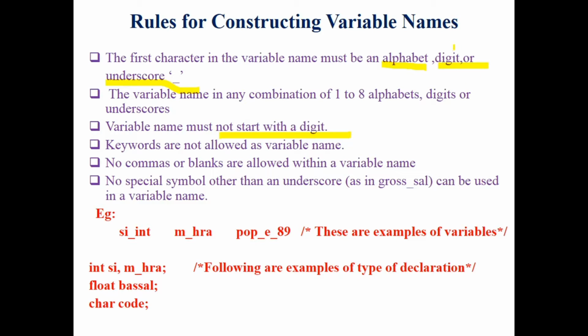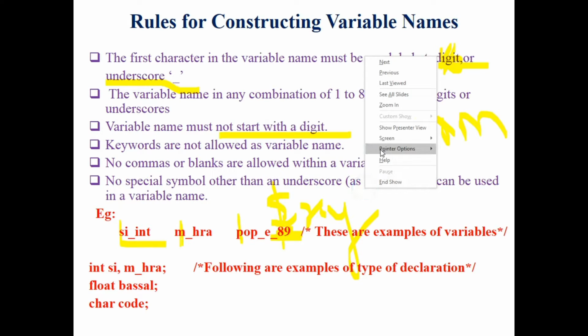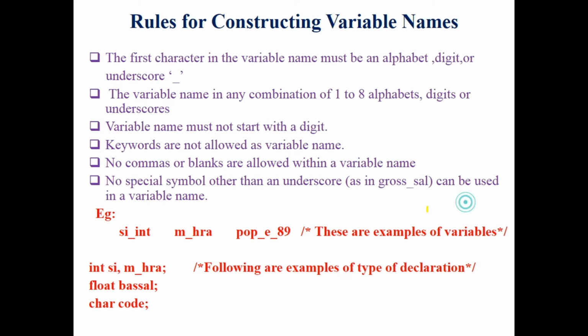Here, I think this is not correct. The first character of any name, like if I'm typing name, is allowed. Here the first character is S, which is an alphabet, so this is also allowed. But the mistake can be if you are typing the name of a variable as $xy, this is not allowed because dollar is some other special character.